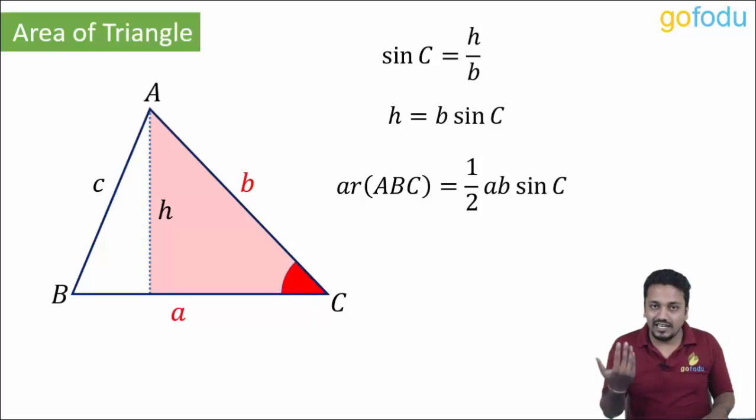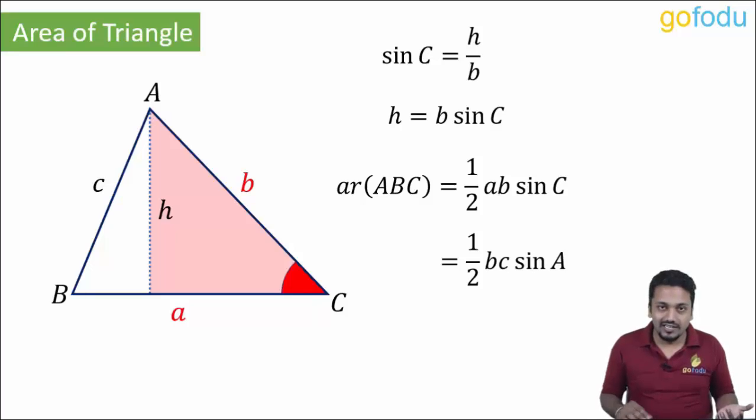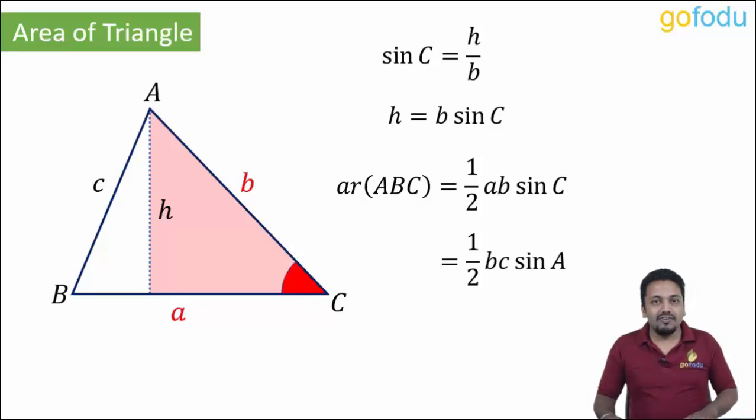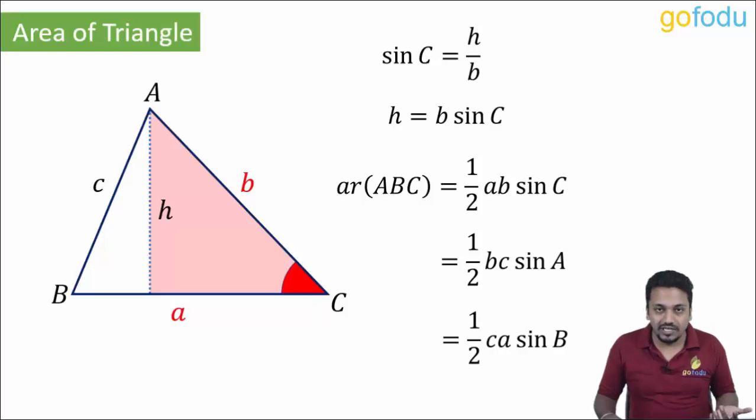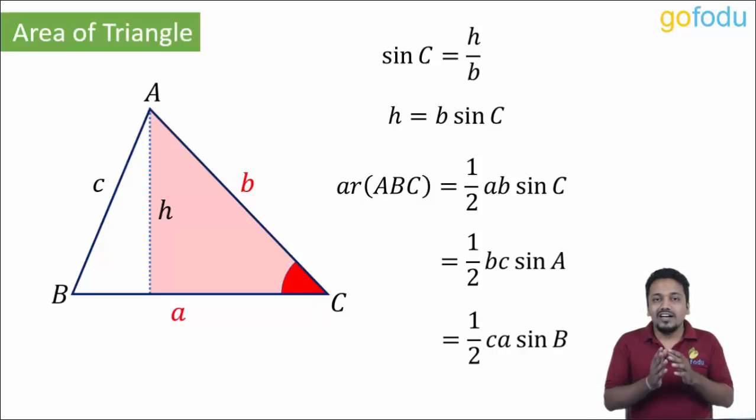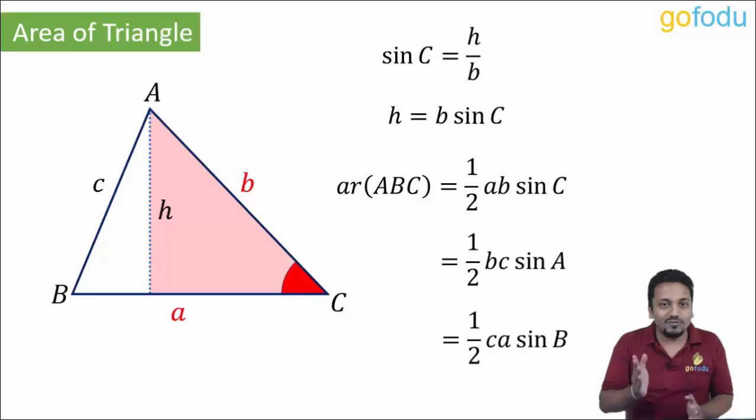Do the same thing taking AC as base. Area will be half BC sine A. Take AB as base and area will be half CA sine B. In short, area is half times product of two sides into sine of the enclosed angle.